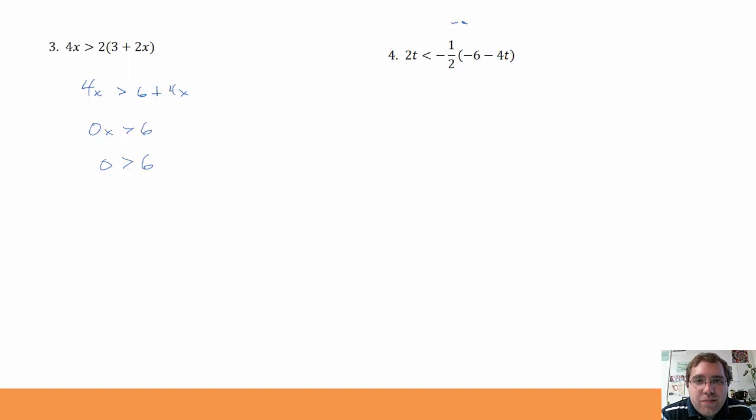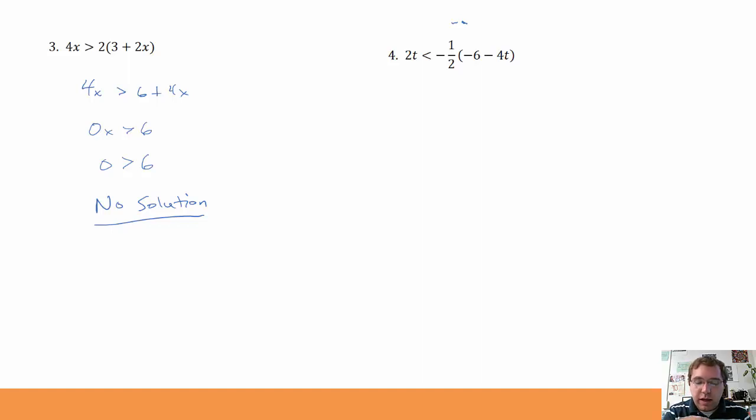What do I do with that? First of all, it doesn't make any sense. 0 is not bigger than 6, right? Well, that means there is no solution. There's no number that we could have plugged in for x at the very beginning that would have made that inequality true.